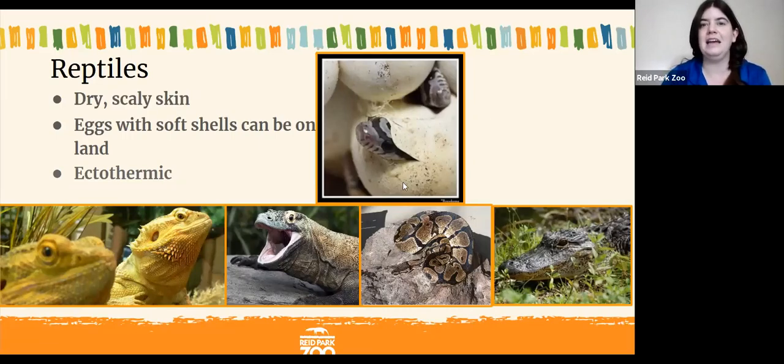They have eggs now that have shells, and these shells are kind of soft, leathery shells that will still protect them so that they don't dry out. But that helps them so that they are not as dependent on water. They can move further out onto the land because they don't have to keep their skin wet anymore, and they don't have to keep their eggs wet anymore. Reptiles are also ectothermic, so they have to regulate their body temperature with their environment.